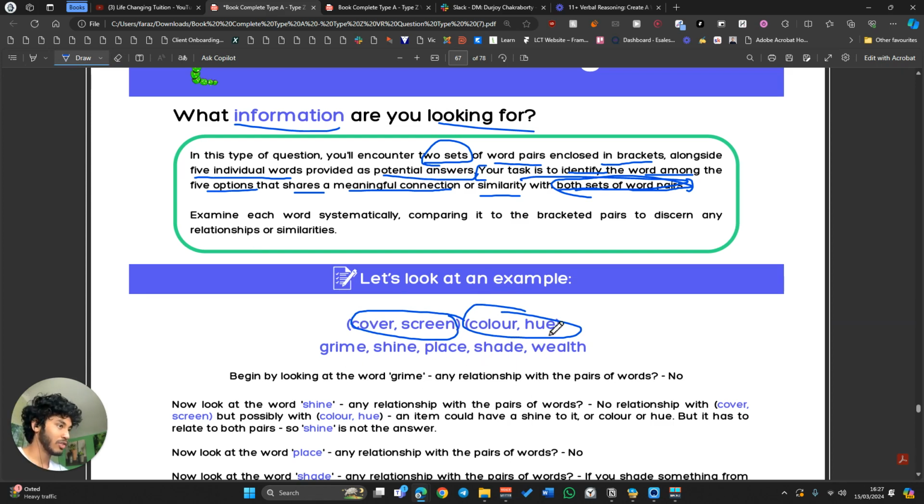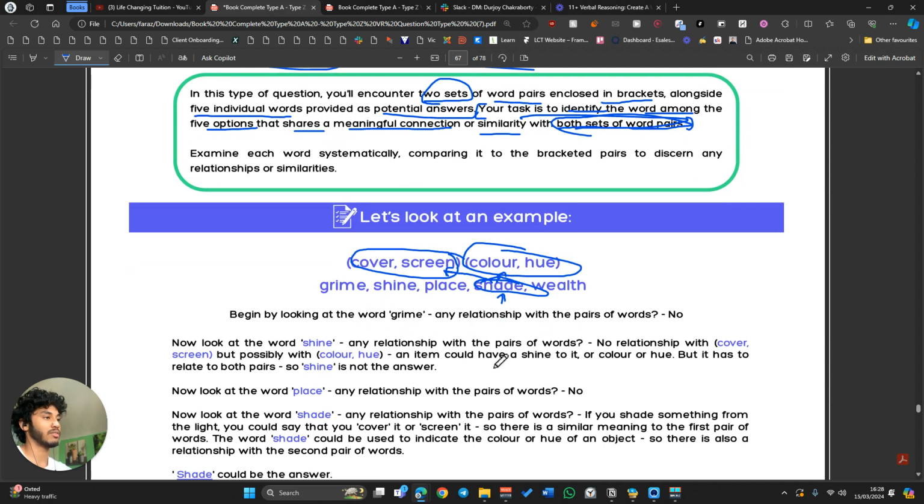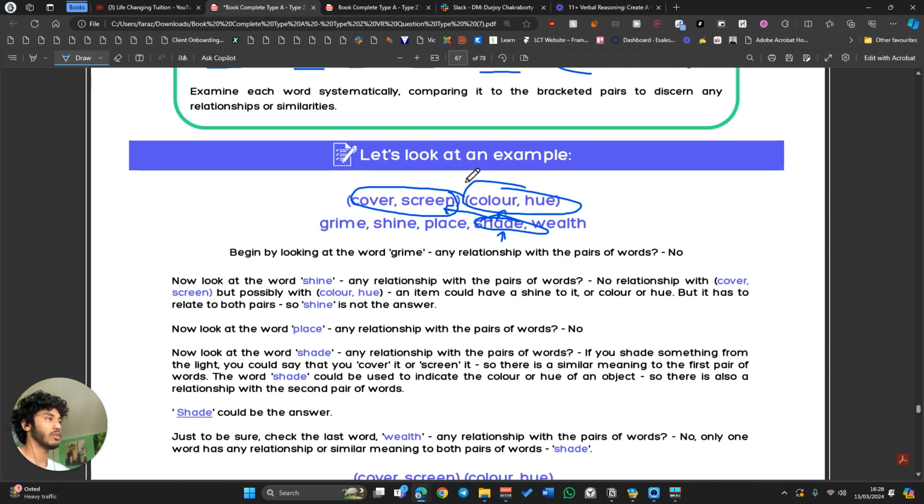So I'm looking for something that matches to color or hue. Rhyme, shine, place, shade, wealth. None of these match apart from shade, because you could say a shade of green is a type of color or something like that, so shade sort of matches with this. And then you can see cover, screen, well, none of them match again apart from shade, because if you're covering something, maybe you're shading it. Screening something, the same thing. That way you get shade as the best word to match both of these, whereas the rest of them don't really.